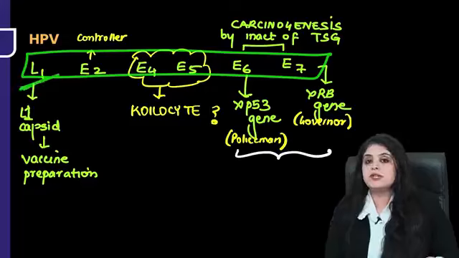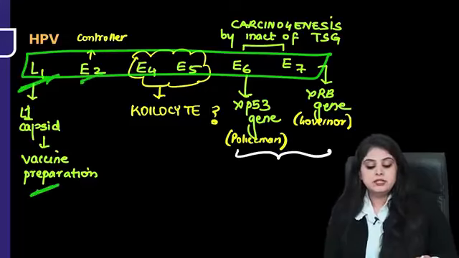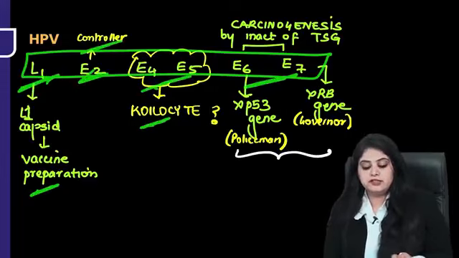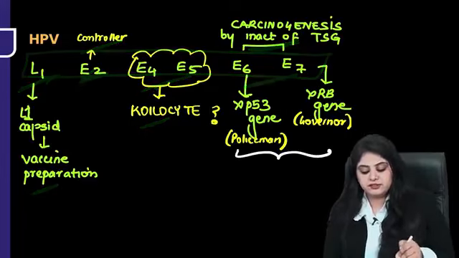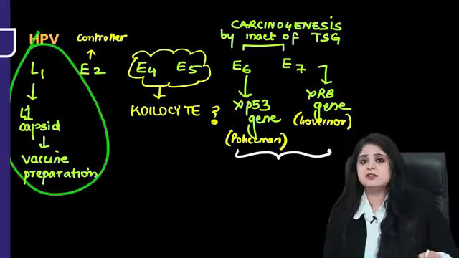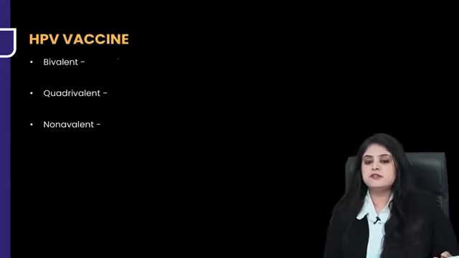Repeating, L1 पे क्या question आया है? Vaccine के लिए. E2 is the controller. E4 and E5 make koilocytes. E6 and E7, they are responsible for cancers. Finally, that you were talking about vaccine over here, finish off the vaccines and finish off this virus.